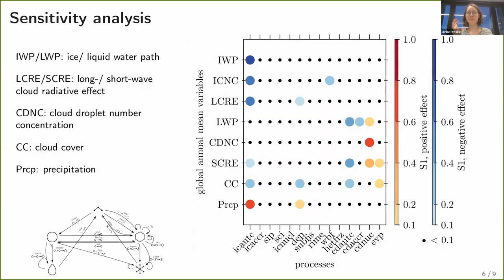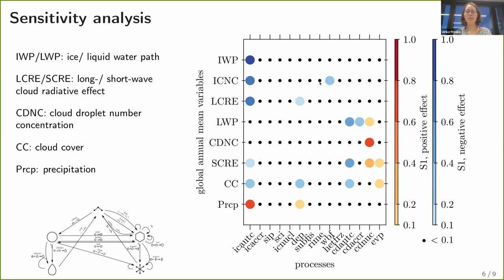But then the cool part is we can put this all together, summarizing basically for all 14 processes on the x-axis, how they influence global annual mean variables on the y-axis. And so again, ice crystal order conversion shows up as negatively influencing ice water path. So the more ice crystal order conversion I have, the less ice water path I get. And I guess this is somehow similar to the power analysis, I think you called it, that was mentioned before, but just for our processes. So for example, ice crystal number concentration, you can see, is also influenced by the Wegener-Bergmann-Findeisen process and so on.